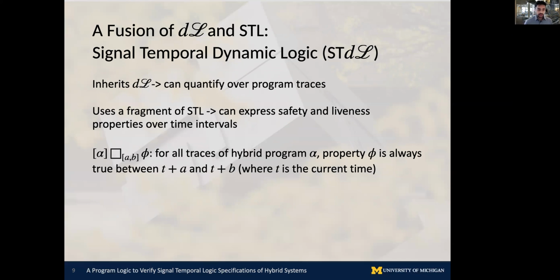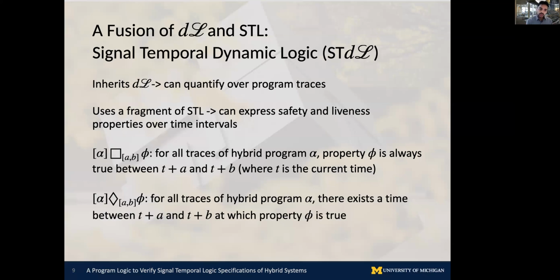Examples of properties of interest include box alpha, box AB phi, which says that for all traces of this hybrid program alpha, property phi is always true between A and B seconds from now. We also have box alpha diamond AB phi, which says for all traces of program alpha, there exists a time between A and B seconds from now, at which point phi is true. And these properties may sound a little abstract for now, but I will state them again at a later slide and then go over in detail exactly what they entail. So please do not worry too much if you do not understand them fully just yet.